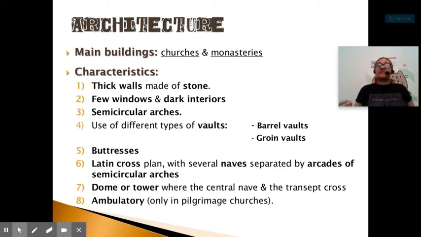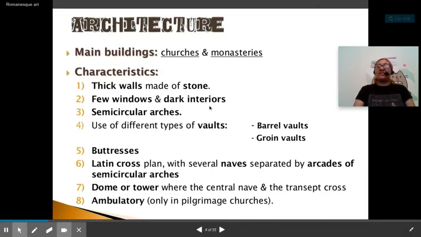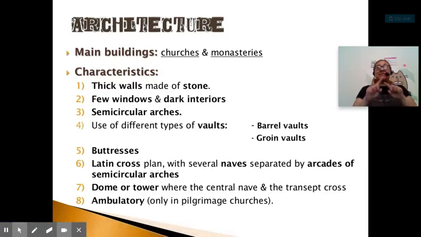So, some characteristics of these buildings: they have thick walls made of stone. Think about the fairy tales that you have read. There are always castles and giant houses, right? Well, that could be a form of Romanesque, okay? So the characteristics were thick walls made of stone, few windows and dark interiors, and semicircular arches. You see that a little bit in buildings and houses nowadays, where they have a semicircle within a doorway or an entranceway.